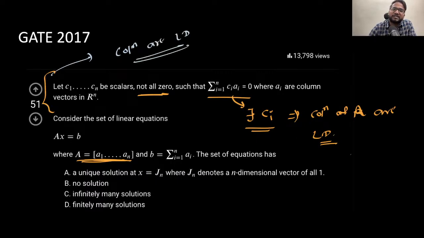Have you understood this statement? They are saying कि equal to 0 में non trivial solution है. इसका मतलब कि Ai's are linearly dependent. And Ai क्या है? Ai is just the columns of A. So columns of A are linearly dependent. Great. I just inferred this from the given information.